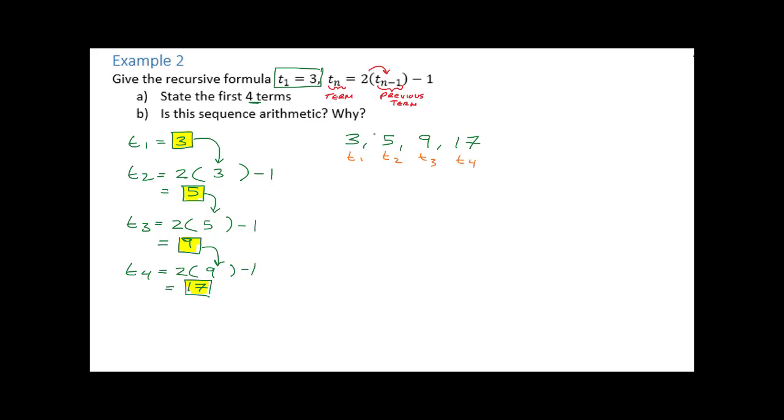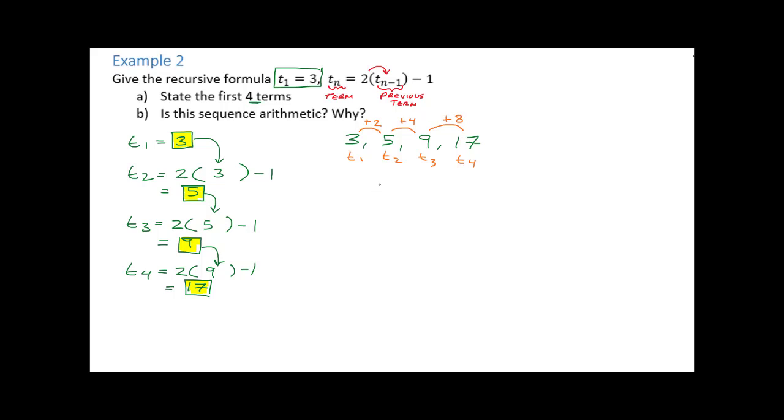What did it take to go from 3 to 5? What did we do? We added how much? We added 2. And then 5 to 9, we added 4. And then 9 to 17, we added 8. So there's definitely a pattern here. It's doubling, right? 2, 4, 8. The next one might be 16.